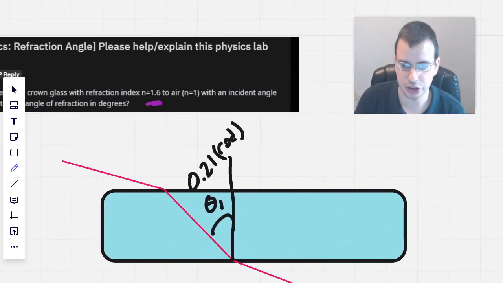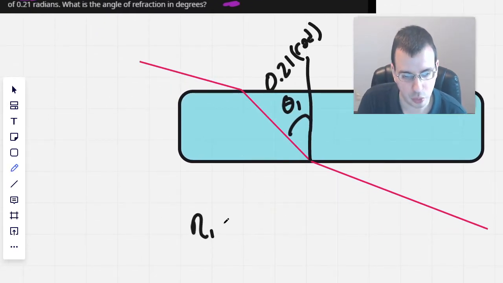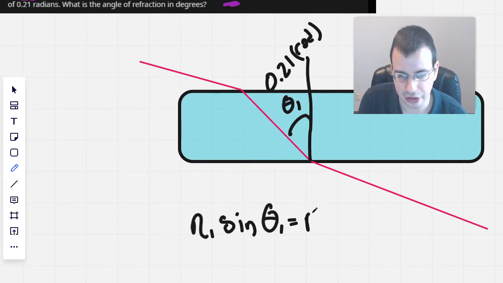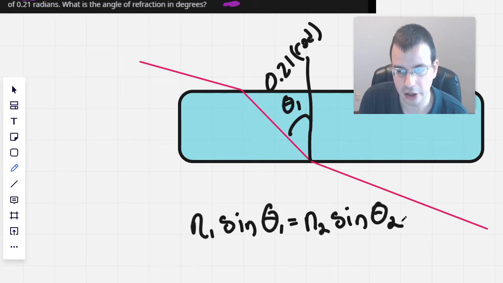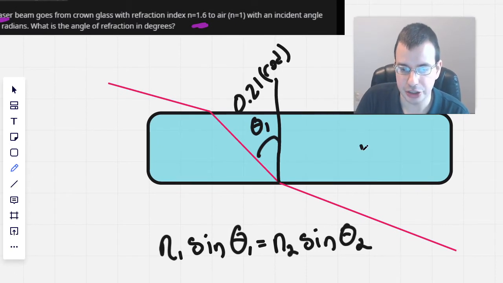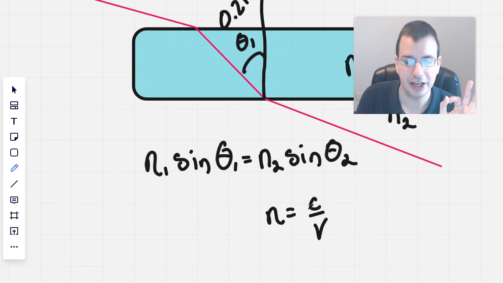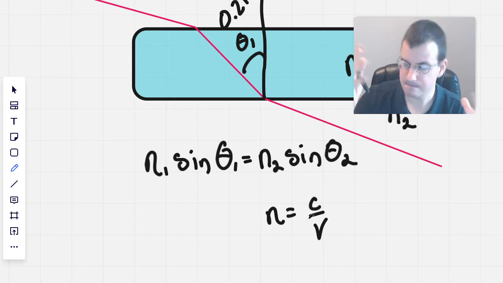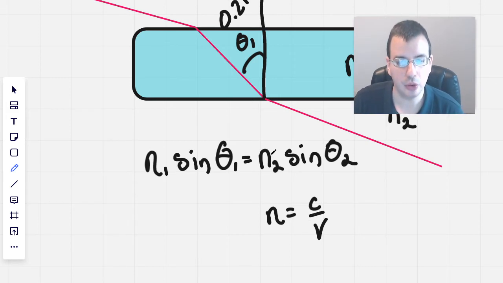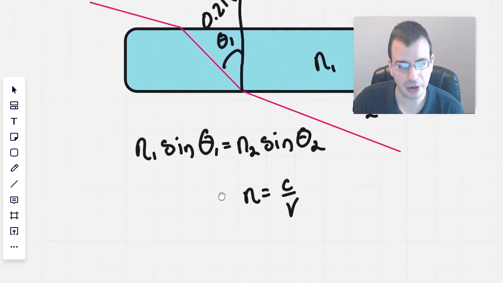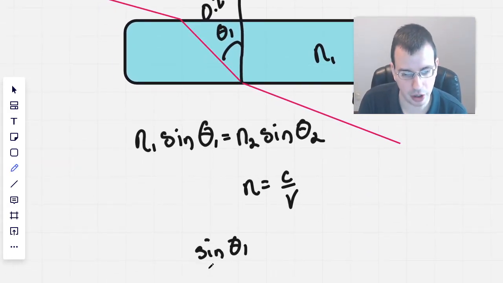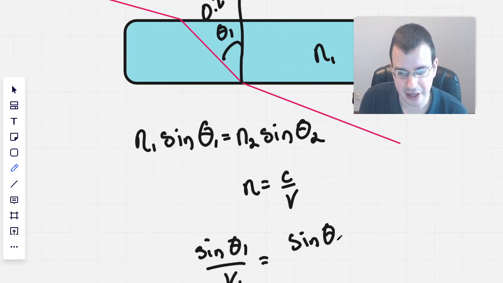Okay, so this goes to Snell's law. Snell's law is n1 sine of theta 1 equals n2 sine of theta 2. This will be n1, this will be n2, and n is defined as n equals c over v. So n is the index of refraction, the speed of light divided by the speed of light in the medium, so it is inversely related to speed. You could also write this as sine of theta 1 over v1 equals sine of theta 2 over v2.